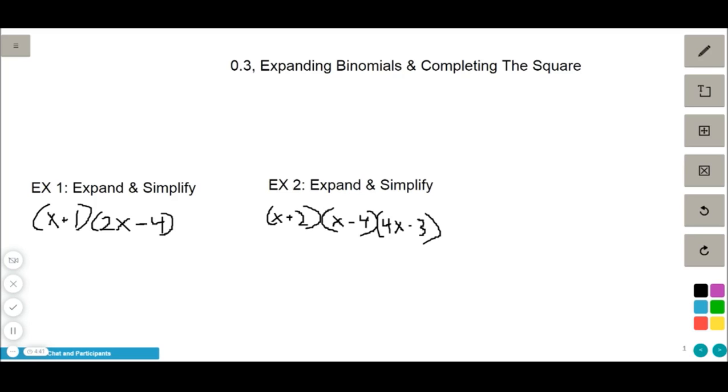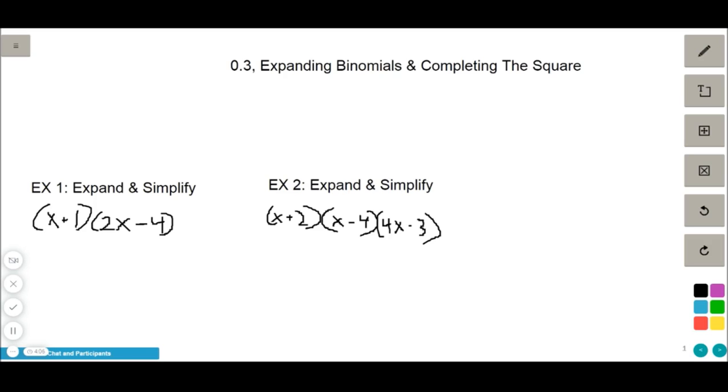In mathematics, an expansion of a product of sums expresses it as a sum of products by using the fact that multiplication distributes over addition. The expanding of binomials can be obtained by multiplying each term in the first binomial by each term in the second binomial. Then you can simplify by collecting the like terms. As I tell you what that means, I'll explain that through doing these examples.